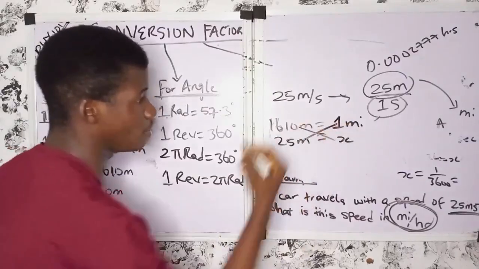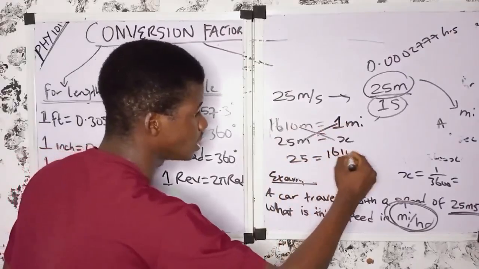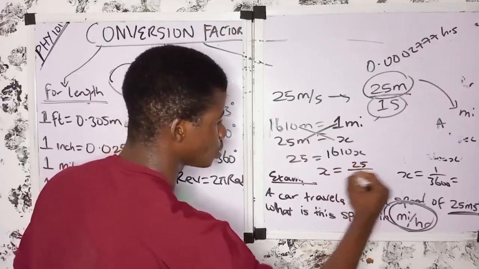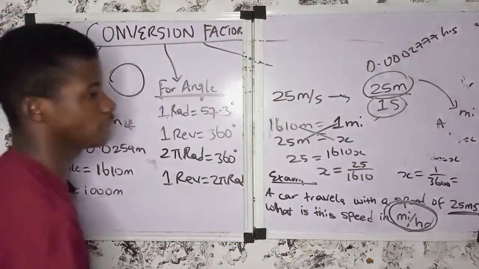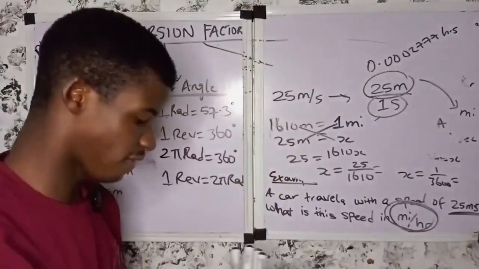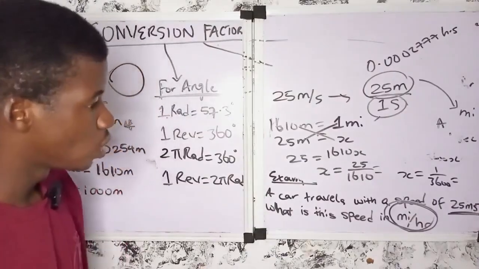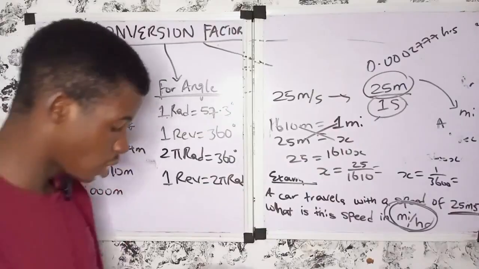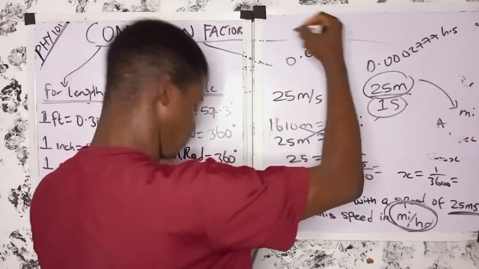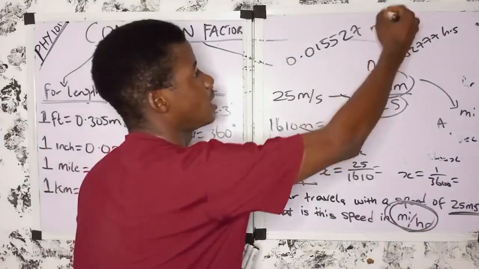If you cross multiply, we'll be left with what? 25 times 1, which is 25, equals to 1,000x. If you make x stand alone, everything now becomes 25 over 1,000. When we divide it, we get what? 25 divided by 1,000. We have 0.025 miles.